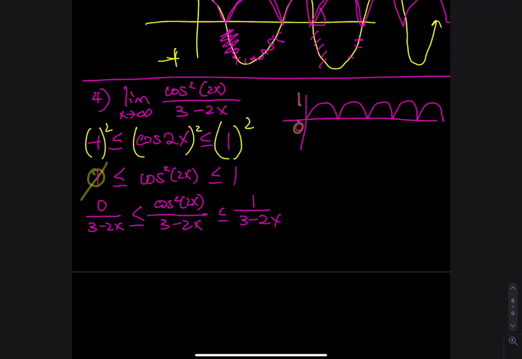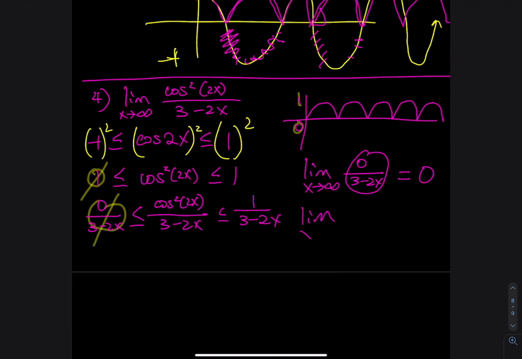Alright, now the setup is done. And then next, you take the limit. So this is already a 0, right? So the limit as x approaches infinity is 0 divided by 3 minus 2x, because this thing is already 0. So that means the function is always 0. So this is just equal to 0.